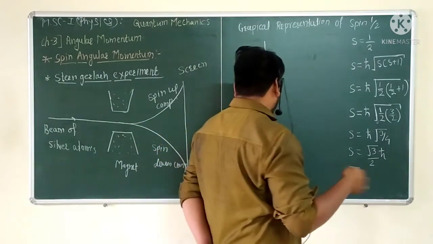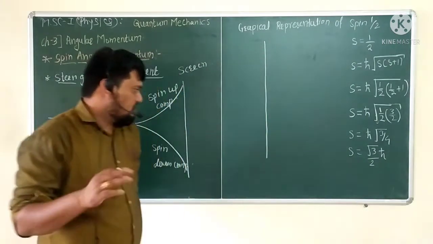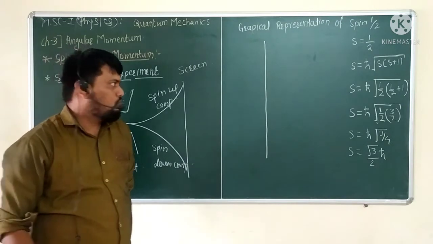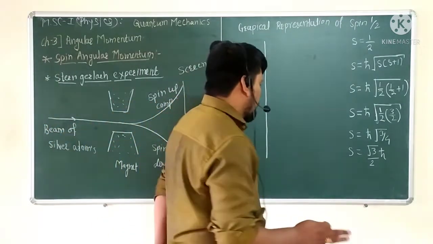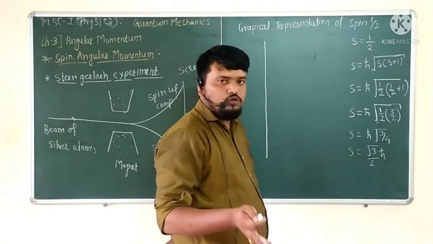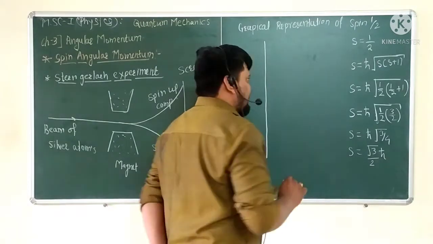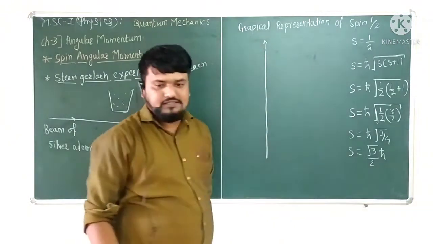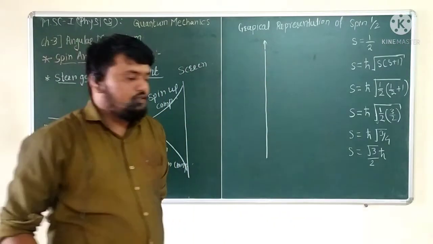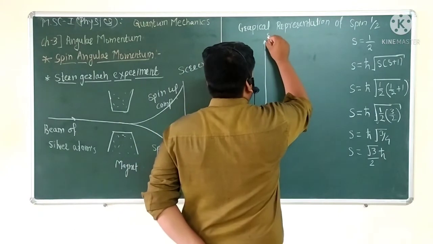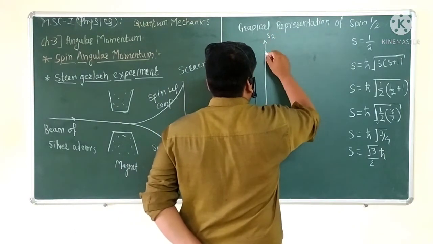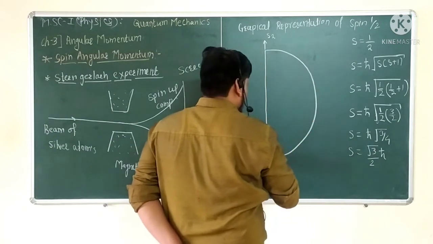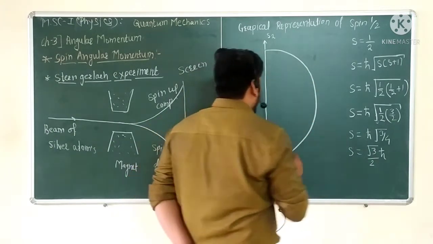consider the beam of silver atoms which is passing through the Stern-Gerlach experiment in the non-homogeneous, or non-uniform, magnetic field. If we consider the spin component which travels along the z axis, this is considered as Sz. And the spin component, which is spin half, is an integral multiple of 1 by 2.